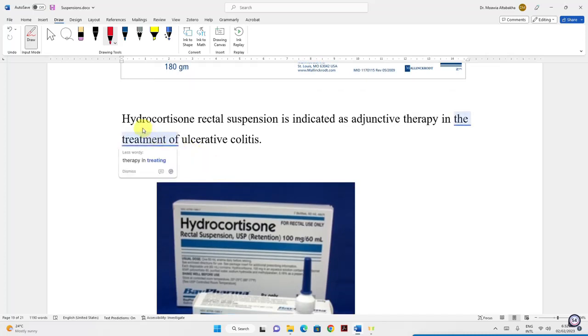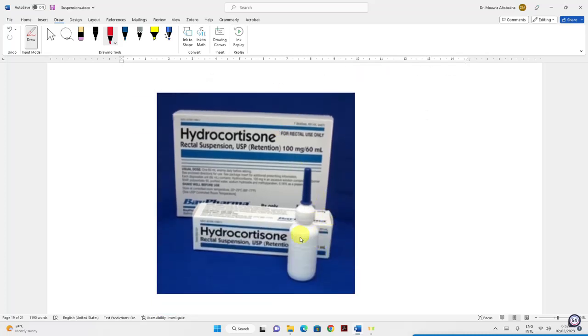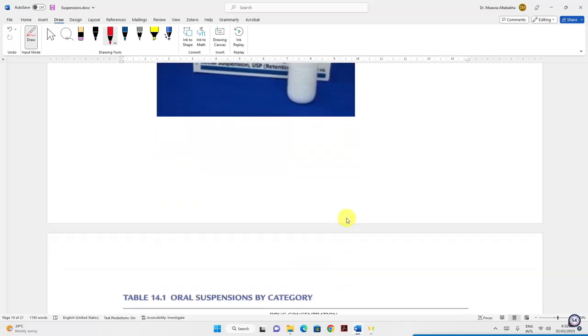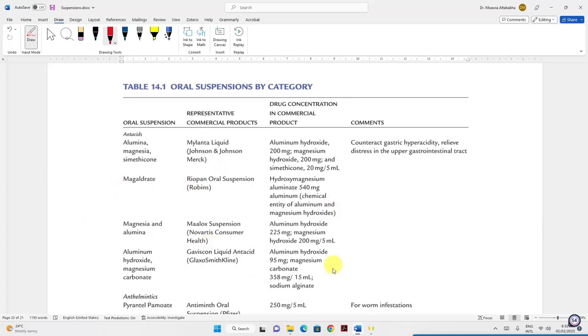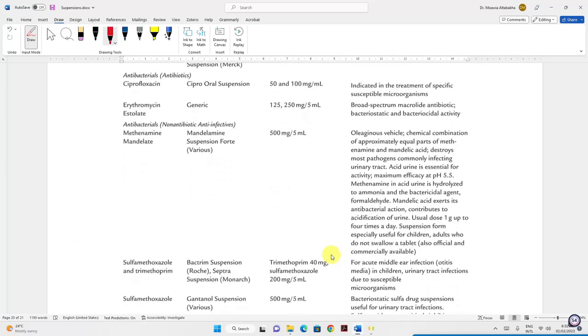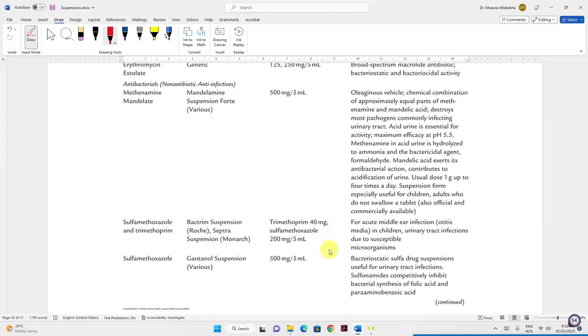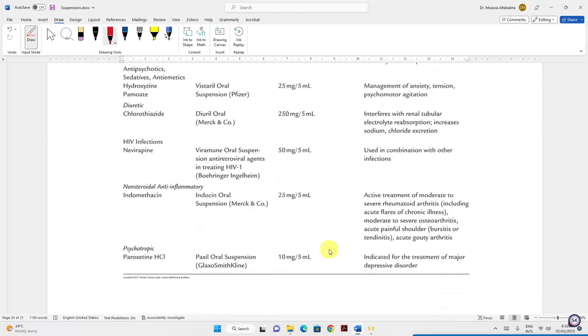Also, to treat inflammation or ulcer rectally, we have hydrocortisone. Hydrocortisone can also be administered rectally and it's in the form of suspension. Okay, here you have some examples that it will be good for you to look at, especially if you are preparing the project, according to what I requested you. You have some examples here.